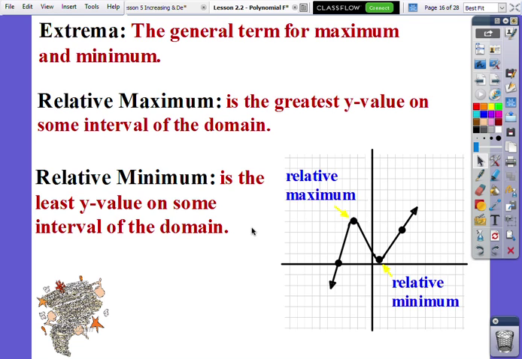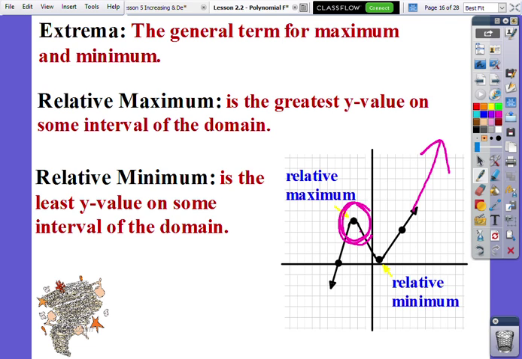So for instance, if you look at the graph that you see here, you can see that this piece right here where it's kind of up highest, even though over here it goes up and up forever, this is kind of the highest stopping point. So that would be our relative maximum.